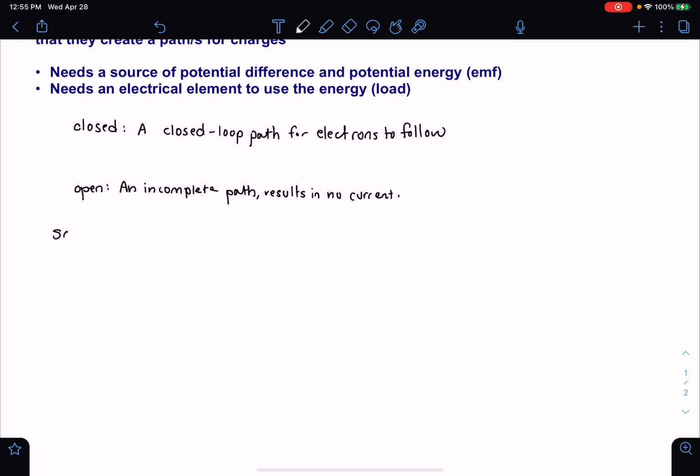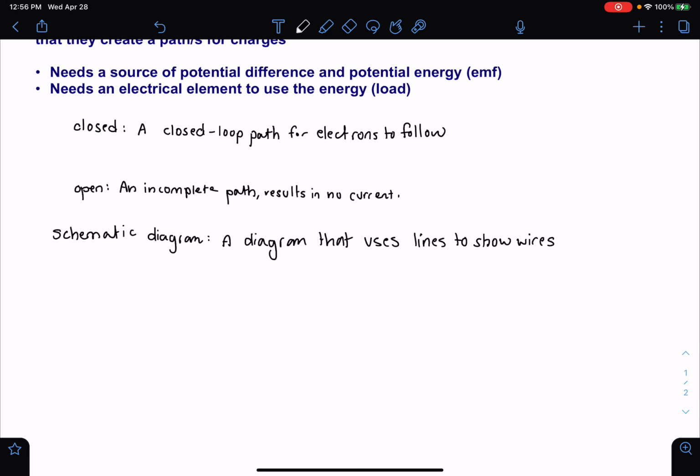So a schematic diagram is a diagram that uses lines to show wires and symbols to show electrical components.